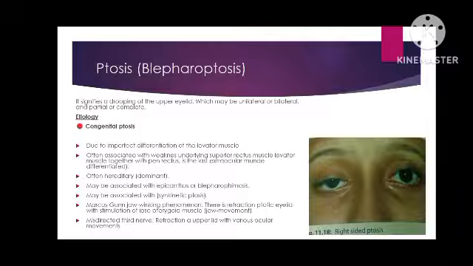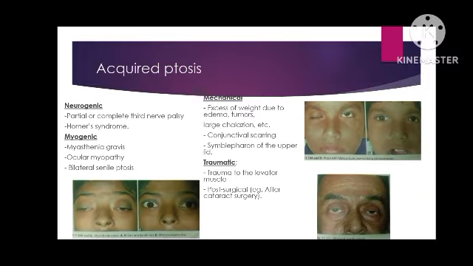There is retraction of the ptotic eyelid when the jaw muscles are stimulated. Misdirection of the third nerve causes retraction of the upper lid with various ocular movements. Next one is acquired ptosis, which is neurogenic: partial or complete third nerve palsy and Horner's syndrome.